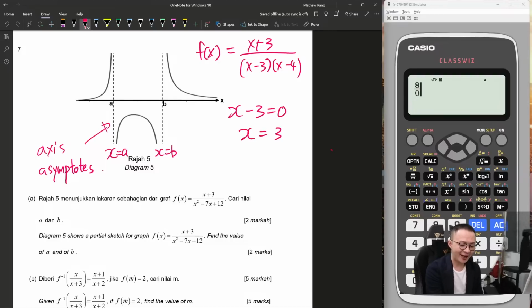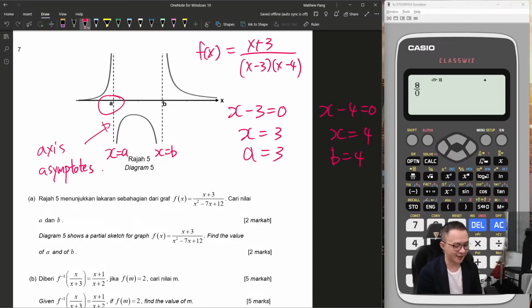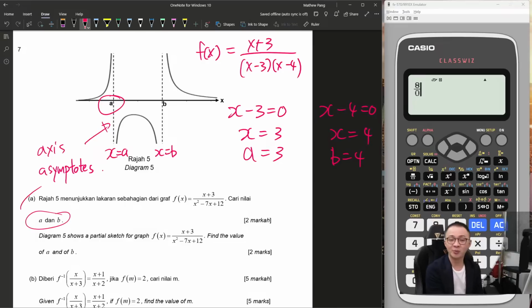Then this is the smaller value, right? So the smaller value must be a. So a equals 3. Another one, x minus 4 equals 0, then x equals 4 is the largest value, so b equals 4. Just write like this, it's enough, because it's just a 2 mark question.